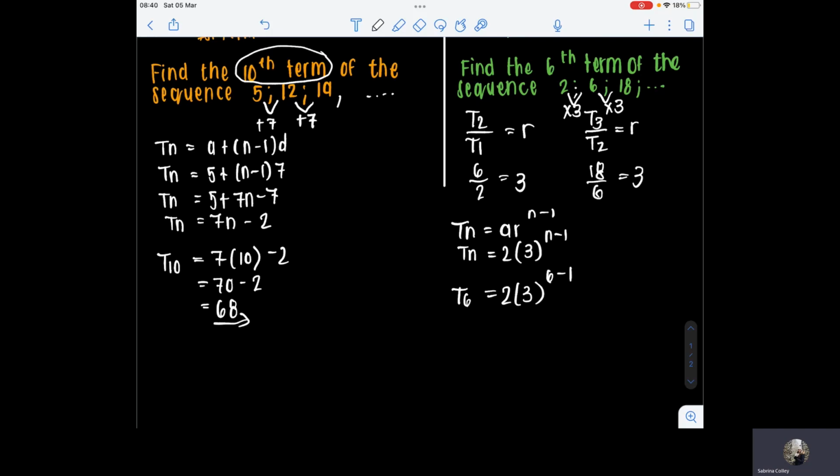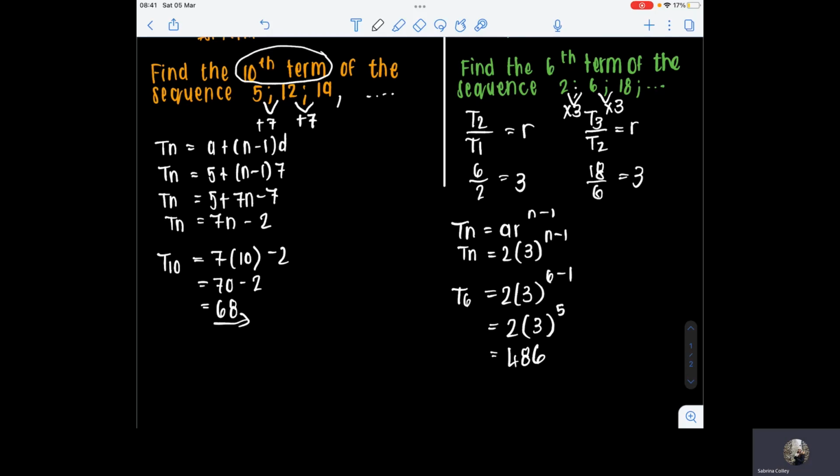So T6 equals 2 times 3 to the power of 6 minus 1, which is 5. Please be very careful that you don't go 2 times 3. Remember that 3 has got an exponent, so the exponent takes preference. You first need to work out the exponent, and then you can do what you need to do. So 2 times 3 to the power of 5 on the calculator gives 486. So my 6th term has an outcome of 486.